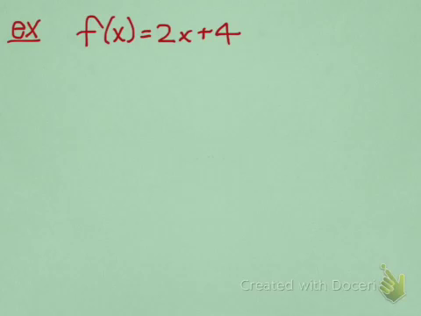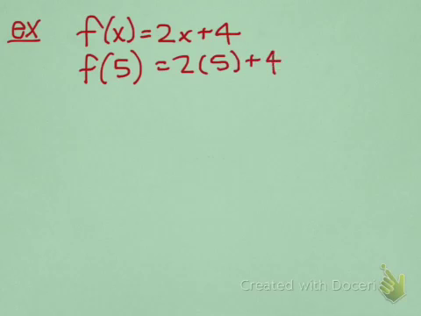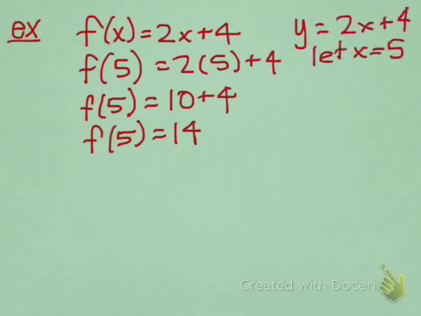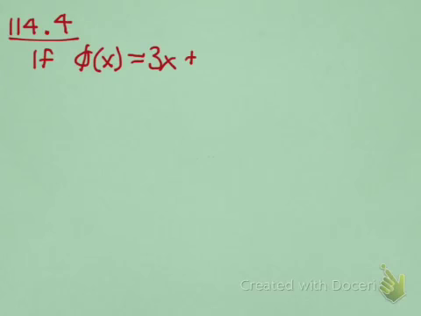Now let's do an example. F of x equals 2x plus 4, and our problem is to do f of 5. That means 5 is your input. We plug it into 2x plus 4 to get the output. So 2 times 5 plus 4 becomes 10 plus 4, which becomes 14. So the answer to f of 5 is 14. It's the same answer we would get if we had just said let x equal 5 and then solve it. 2 times 5 plus 4, y equals 14. It's the same thing. It's just the notation that's different.